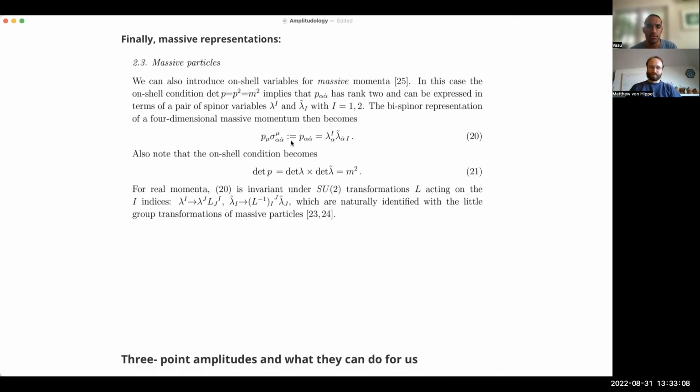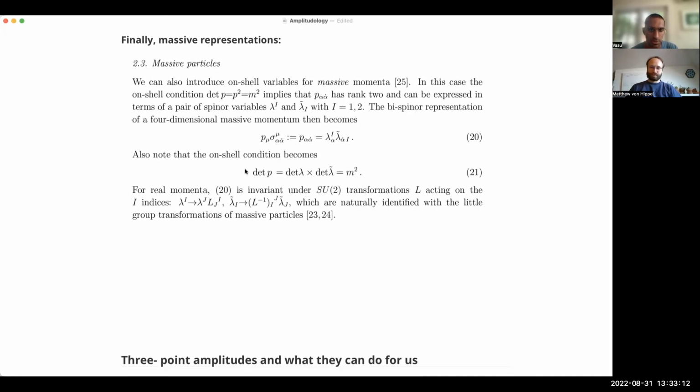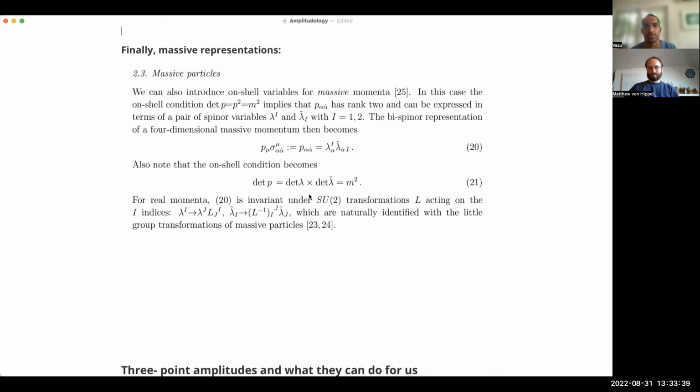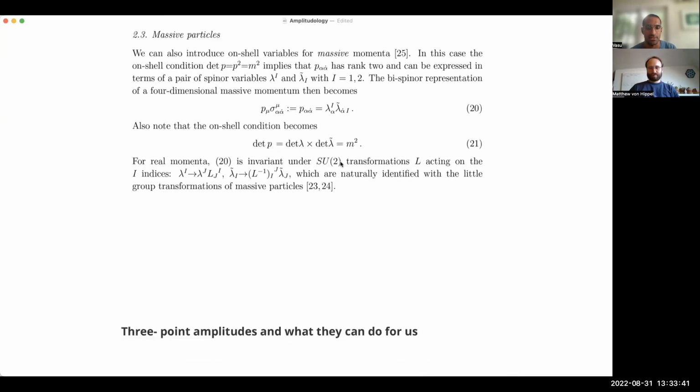And here, what we see is that the rotations between lambda i and lambda j, where j is not i, are basically dictated by SU(2) transformations. So we meet again the little group transformations as things that act on these spinors. So it's not impossible to talk about massive things in this context. It's just a little bit more detail to take into account.